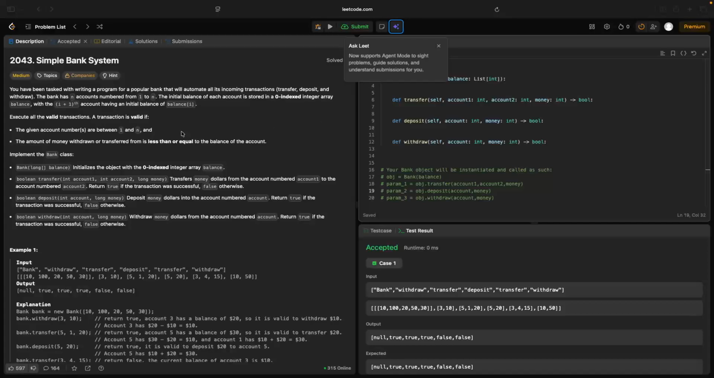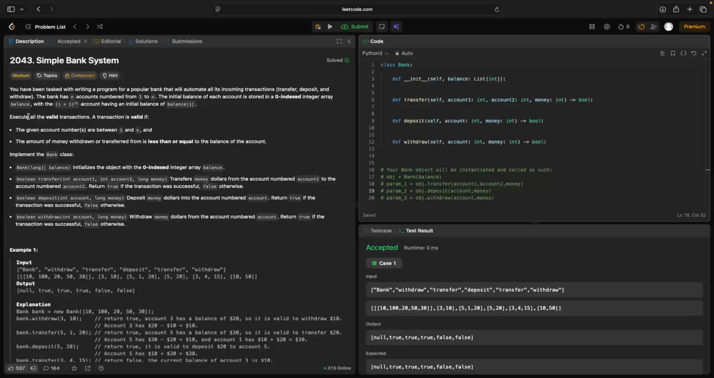Okay, so in this question, we're basically asked with writing a program that simulates a popular bank to automate all its incoming transactions, which are transfer, deposit, and withdraw. The bank has n accounts numbered from 1 to n, and the initial balance of each account is stored in a zero-index integer array balance, with the i plus 1th account having an initial balance of balance[i].